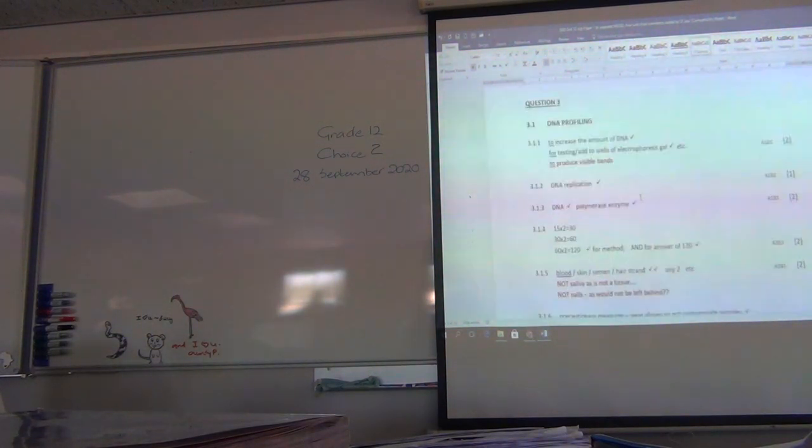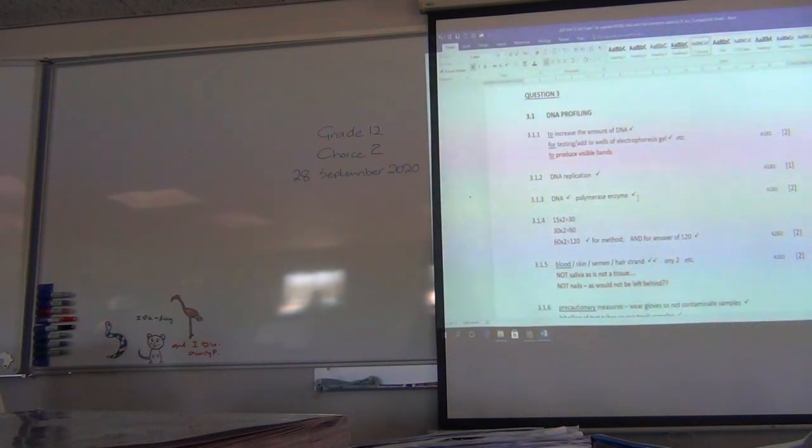Okay, DNA profile. Explain why the polymerase chain reaction is necessary to create a DNA profile: to increase the amount of DNA, because there's got to be a significant amount of DNA to put into the wells of a gel electrophoresis to produce visible bands. Okay, 3.1.2, DNA replication.